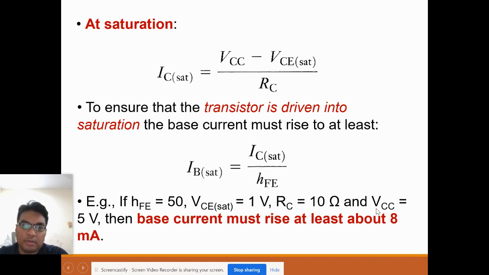So for example, you have a VCC of 5 volts, minus a VCE of 1 volt, and given the RC of 10 ohms here, you can get the value of IC saturation. And based on the IC saturation, if you have the HFE previously, you can get the IB saturation value. For this case, the base current must rise to at least 8 milliamp to make the circuit work. So that's the principle at the saturation level.